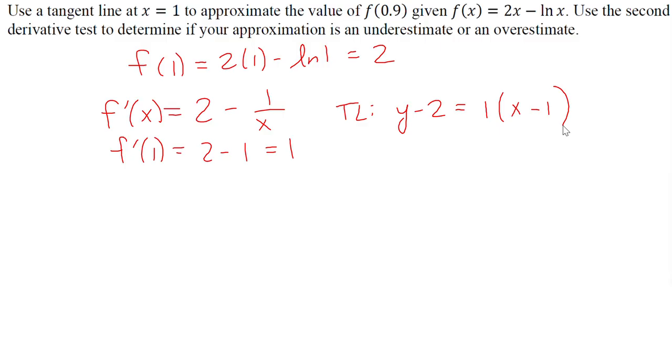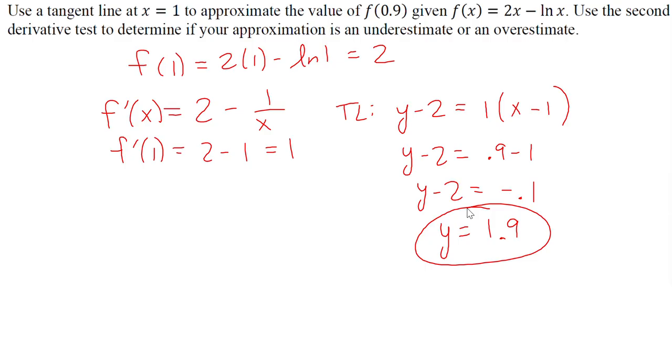We're going to use this tangent line to approximate the function at x equals 0.9. So we'll plug in 0.9 for our x value. We get y minus 2 equals, the 1 is unnecessary, so 0.9 minus 1. Well, y minus 2 then is equal to negative 0.1, or when I add the 2, y is equal to 1.9.